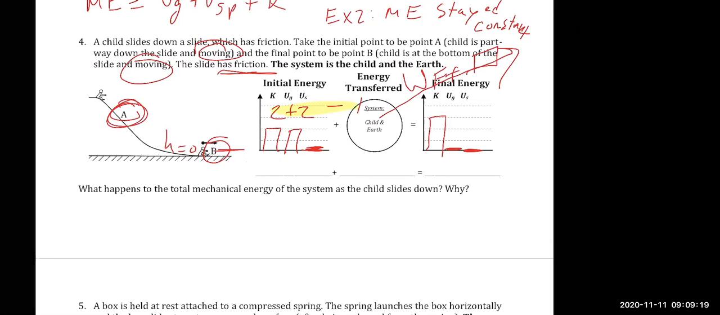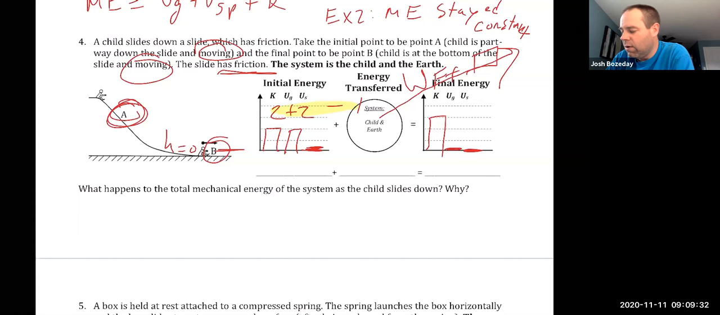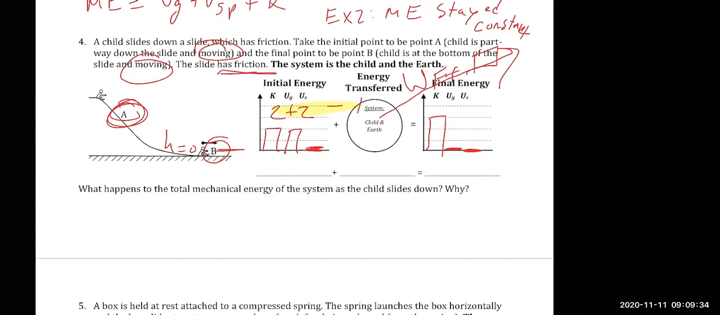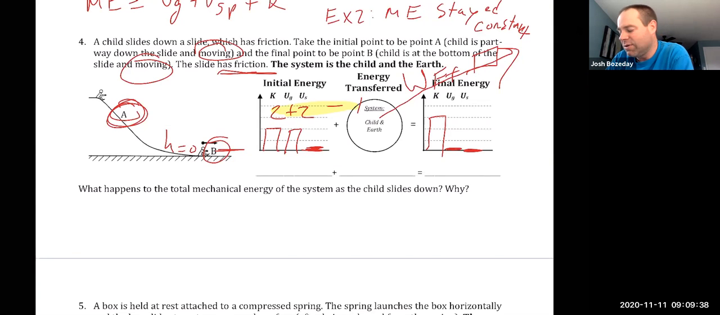Shouldn't the kinetic energy be less at the final than at the beginning? Because like at a slide, you stop at the bottom. Not necessarily, he's still moving, but shouldn't it be moving slower? It all depends on friction, right? If there's a lot of friction, then you'll be moving slower at the bottom.